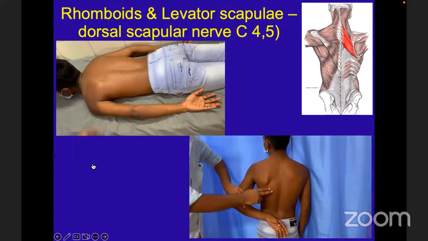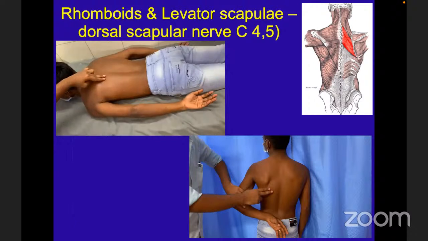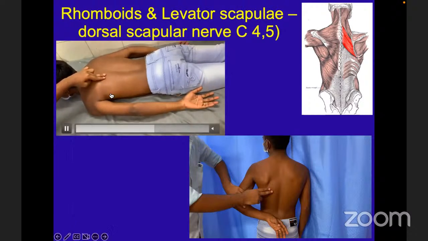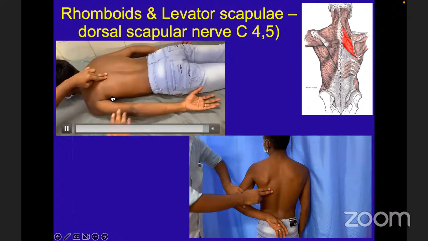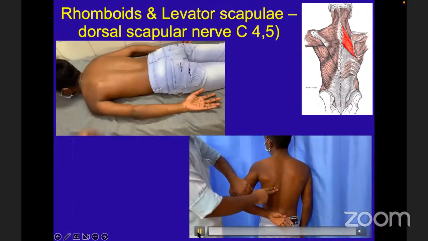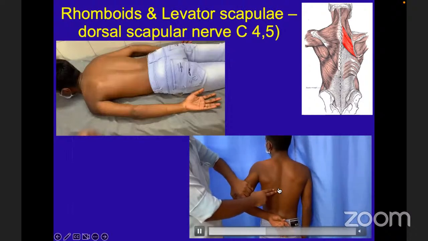This is one way of checking the rhomboids. Ask the patient to lie prone, extend the upper limb without bending it, and feel for the rhomboids here. Rhomboids are on the medial angle of the scapula. Or this is the other way of checking the rhomboids. Can you see the contraction of the rhomboids here? This is a normal patient. This is where the rhomboids contract.